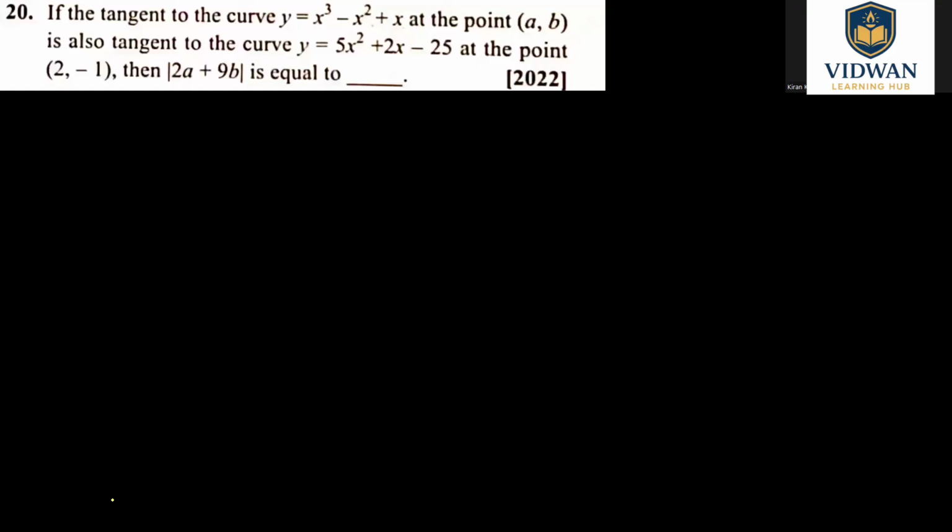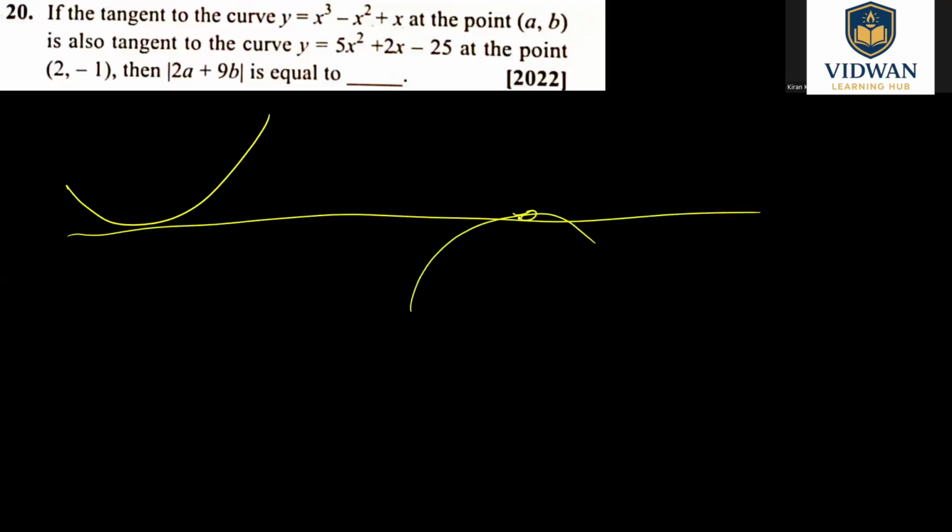So this question is quite simple. The tangent to one curve is also a tangent to the second curve. If you randomly draw some curve, the first curve is something like this. There is another curve. The tangent at the point a comma b to the first curve is a tangent at 2 comma minus 1 to the second curve. So what does that mean?